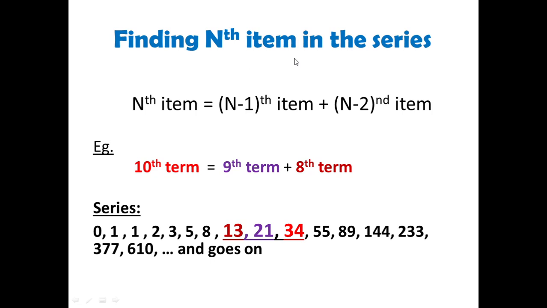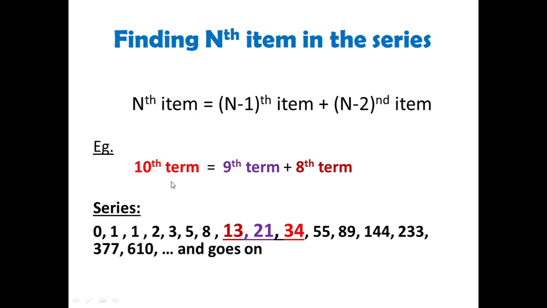Finding the nth item in the series. If I want to find the nth item, say for example, the 10th term in the series, we need the 9th term and the 8th term. Then we can do a summation. The 10th term is 34. To get 34, I need the 9th term, which is 21, and the 8th term, which is 13. So if I have the 9th term and the 8th term, I can get the 10th term.